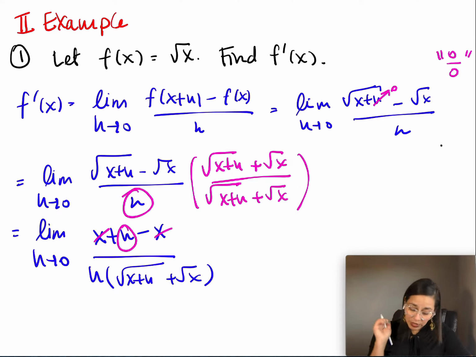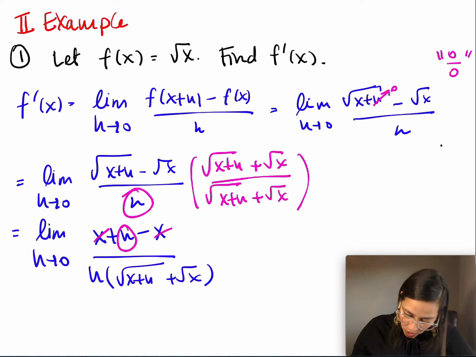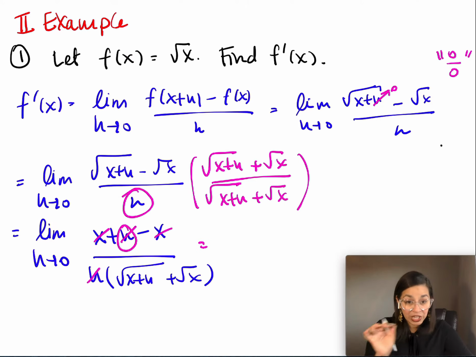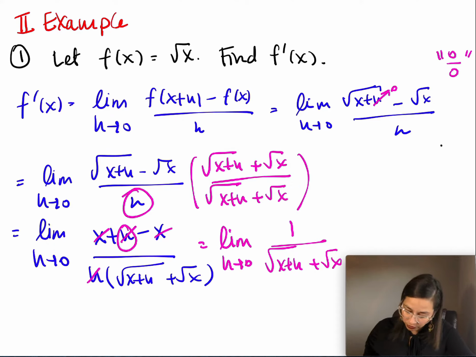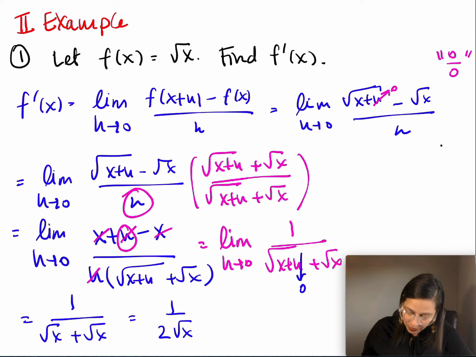Okay? So now, when I do that, as I said before, I know that I'm going to be able to cancel this h with this h. So I will end up having the limit as h goes to 0. Again, keep the limit until you compute it. I get 1 on top divided by root of x plus h plus root of x. Okay? Perfect. Now I know that h goes to 0, and I'm left with 1 over root of x plus root of x, equal to 1 over 2 root of x. Okay?